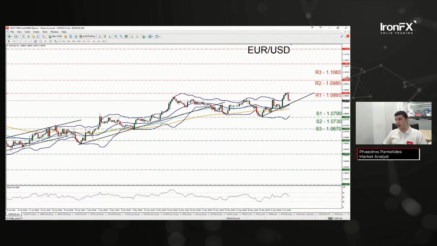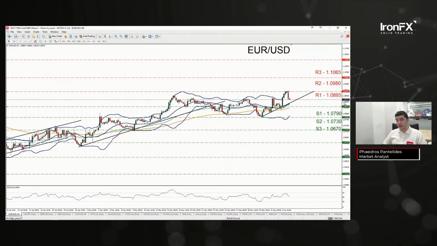We are readjusting our resistance at R1. I would also bring up my S1. So readjusting our support and resistance levels. I would still be bullish for the euro.